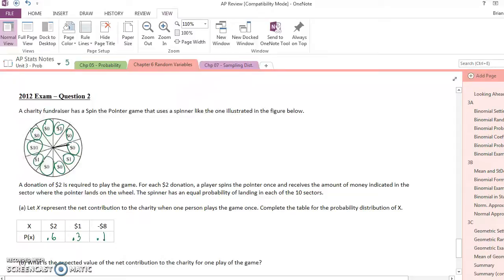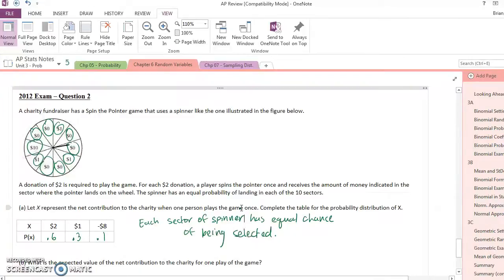And not sure what work needs to be shown here, but maybe I would say each sector of the spinner has equal chance of being selected. I'm just always kind of wary about showing work because they sometimes get kind of picky about that.